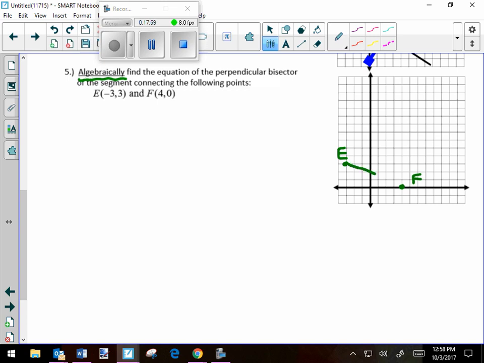That means there are two things about this segment. One, that it will be perpendicular to EF. The other thing, that it's going to bisect EF, which means it's going to hit at the midpoint. So step number 1, I am going to find the slope of EF, and I'm doing it algebraically. I know I could count this from the graph, but I'm going to use y2 minus y1 over x2 minus x1 because it says algebraically. So this is 0 minus 3 over 4 minus negative 3. So in this case, my slope is negative 3/7.